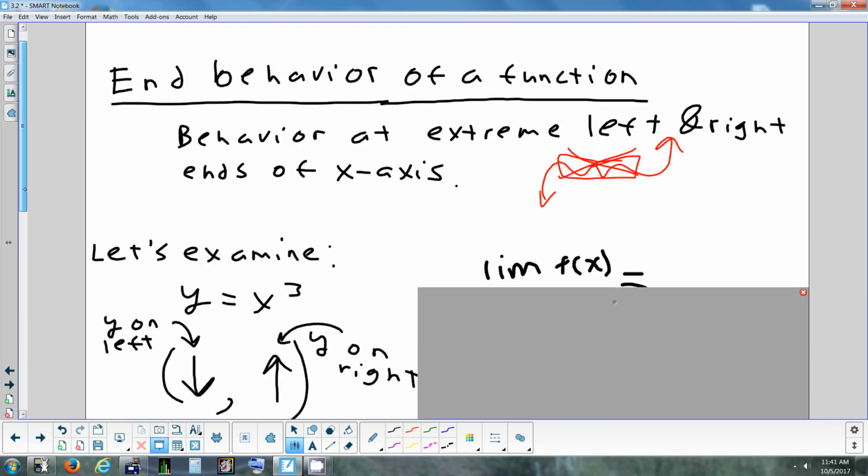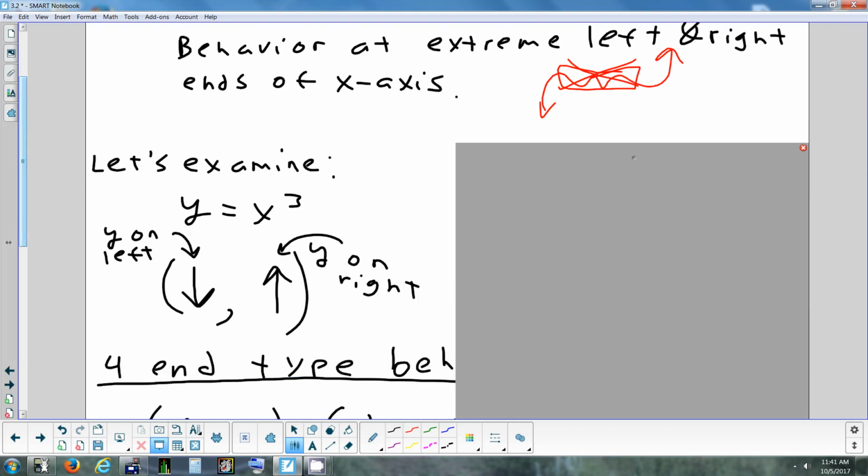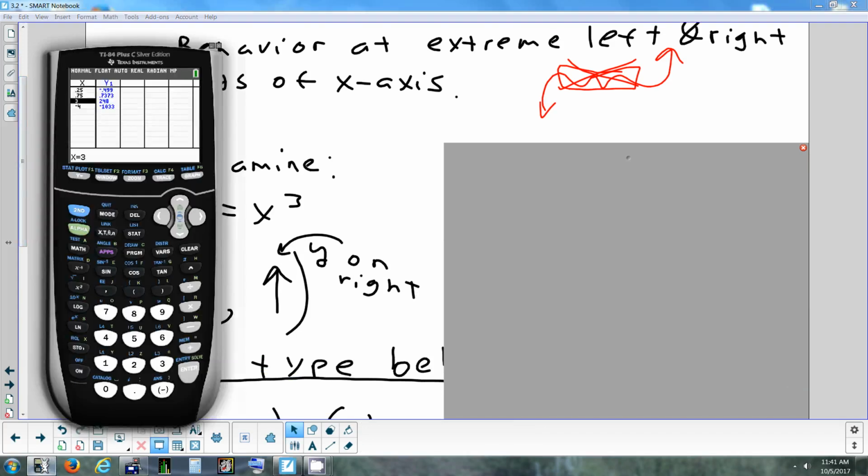Okay, so let's look at the graph of y equals x cubed. Okay, I'm just going to sketch it on the calculator very quick.